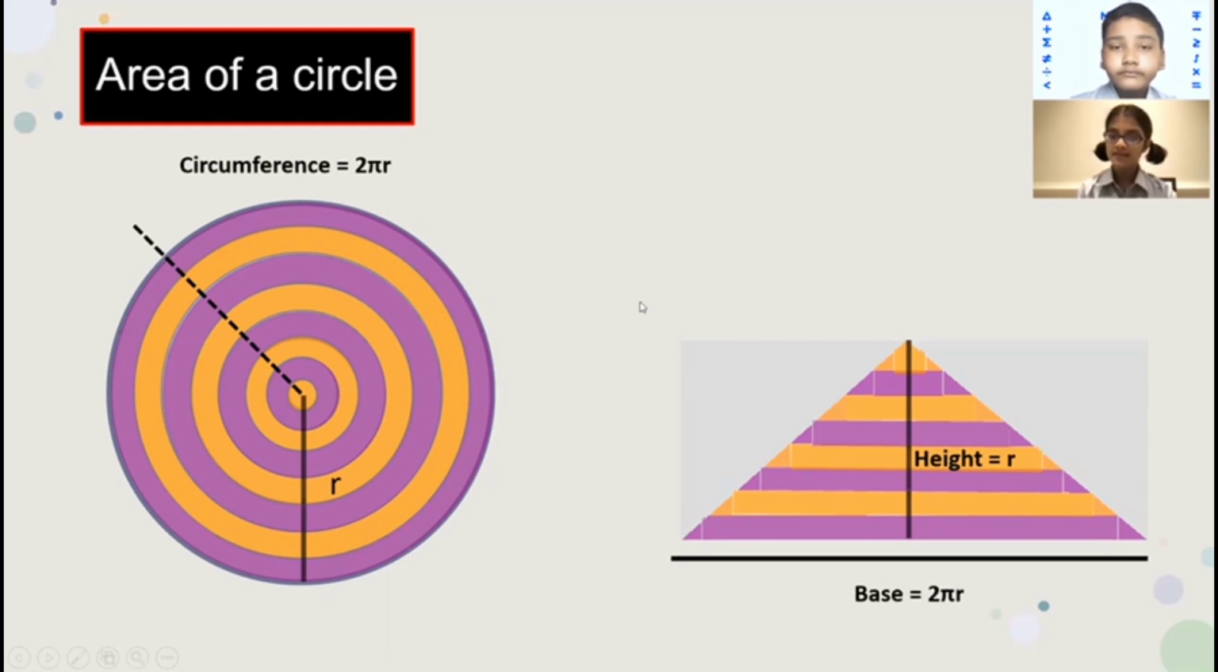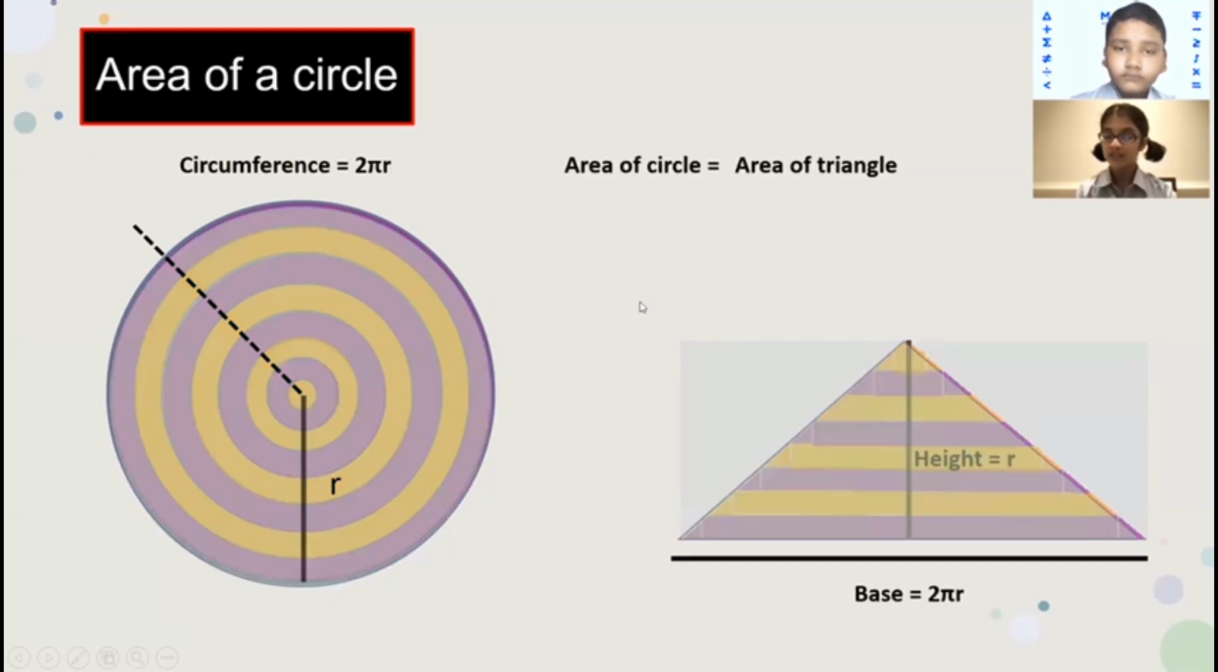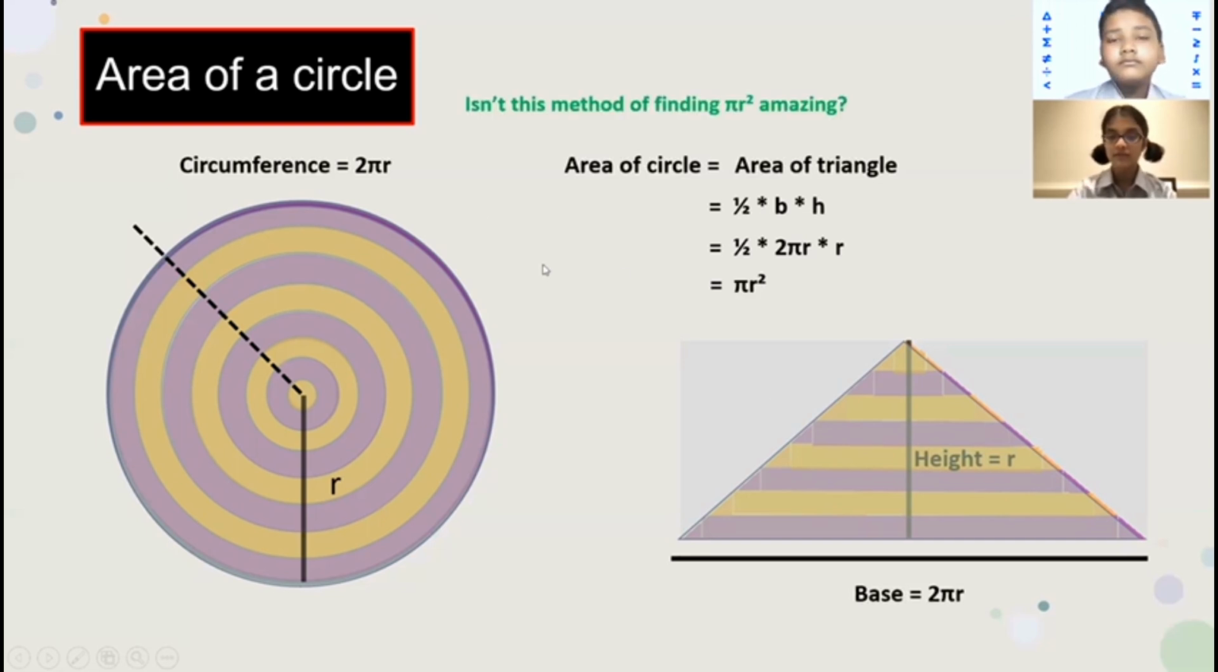So the area of the circle is equal to the area of this triangle, which is half into base into height. Here base is 2 pi r and height is r, so the area is pi r squared. Isn't this way of visualizing the area of a circle using a triangle intriguing? Now let's move to our second method.